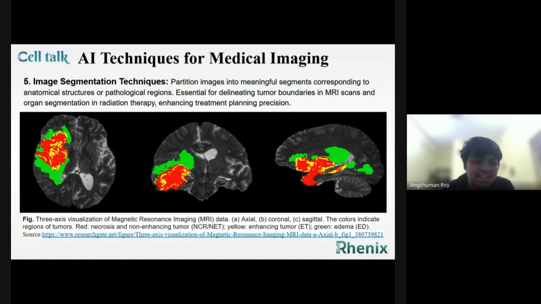This image is a 3-axis visualization of MRI data of the brain. The first one is axial, the second one is coronal, and the third one is sagittal. The colors indicate the regions of tumor here. Red is for necrosis and non-enhancing tumor. Yellow is for enhancing tumor, and green is for edema, the fluid inside the brain.